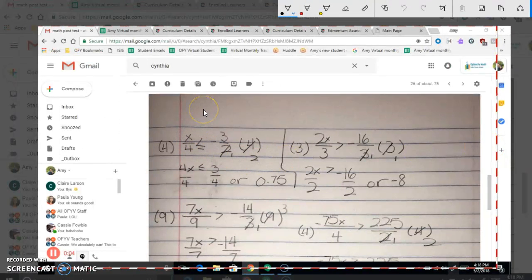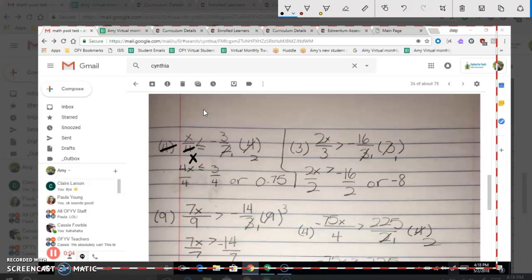For this first one here, x over 4 is less than or equal to negative 3 over 2. You did it well where we're going to be multiplying by 4 on each side, because we want to get rid of the 4 here. That's the whole reason why we do it. So once we get rid of the 4s here and here, then we just have x.